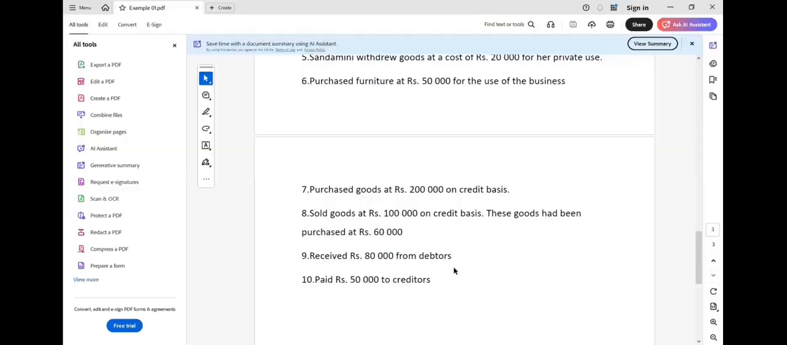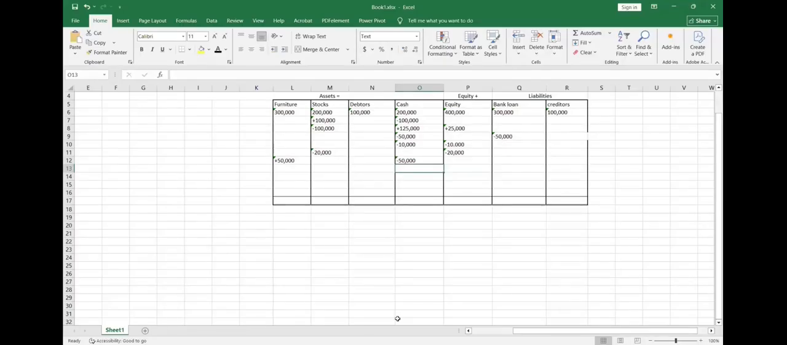The seventh one, purchase goods at 200,000 rupees on a credit basis. We purchase stocks on a credit basis, so we don't pay money and we don't need to think about cash here because we purchase it on a credit basis. We receive stocks of 200,000 plus 200,000 and we owe to our suppliers now. So creditors increase by 200,000 plus 200,000.